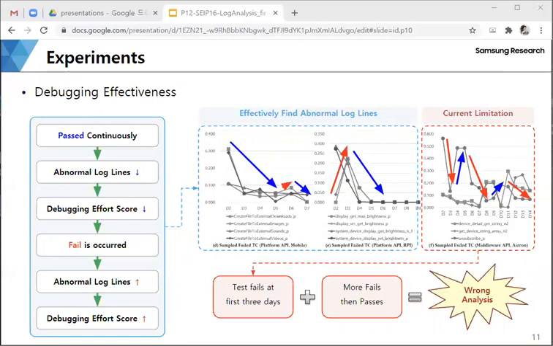Unfortunately, the last graph shows the limitation of our current statistical algorithm. In this case, the TC failed on the first day and even has more fails than passes. As a result, our tool considers the fail log as normal logs, so it wrongly analyzed the logs.